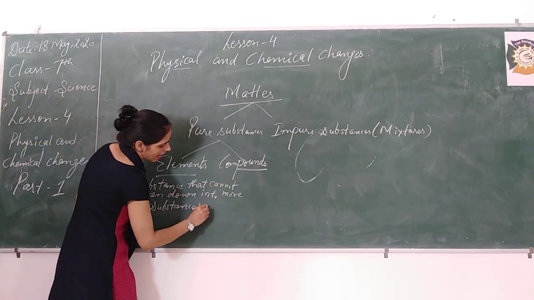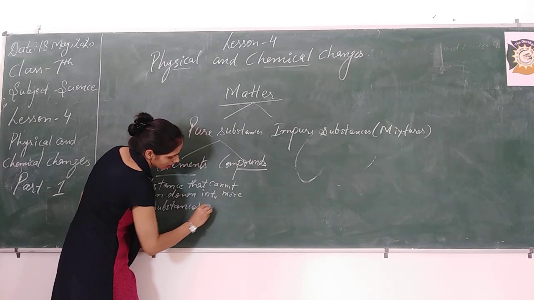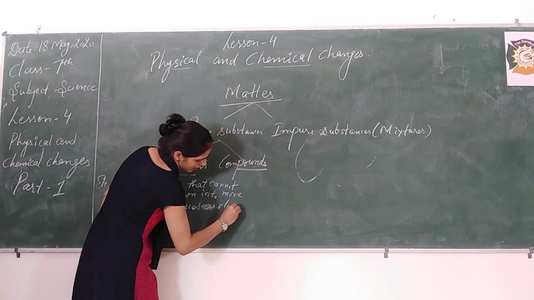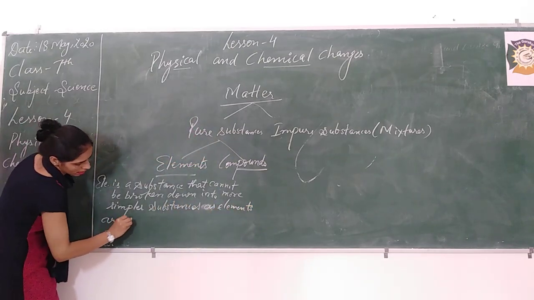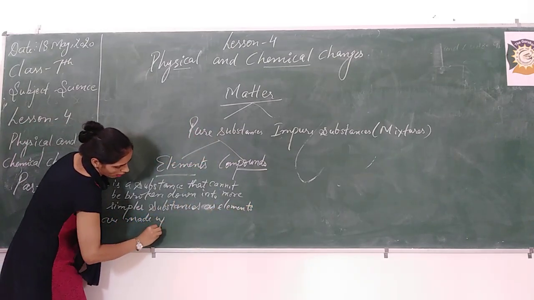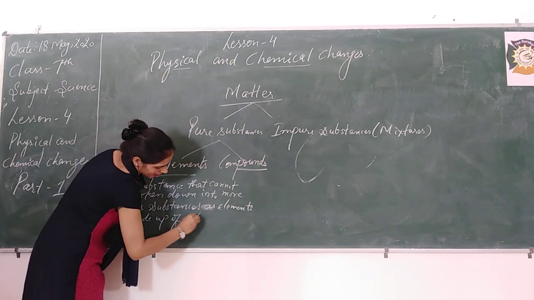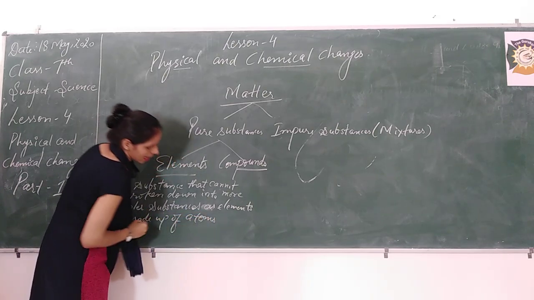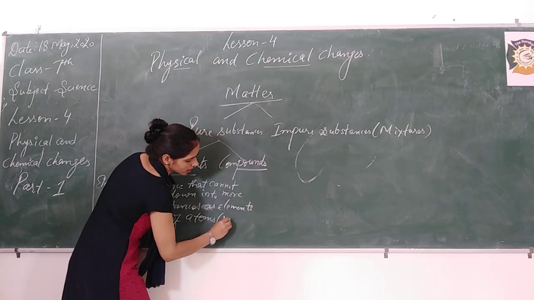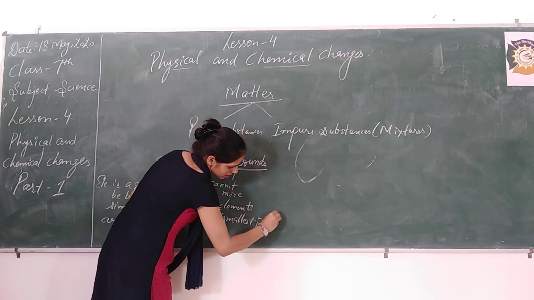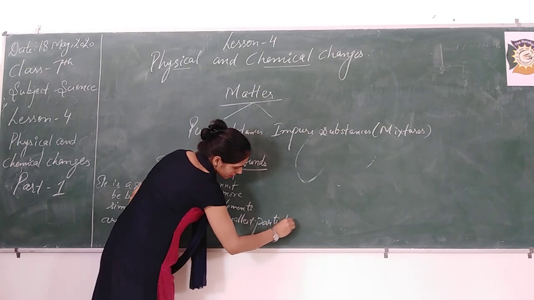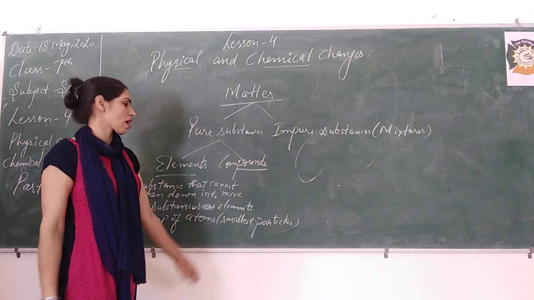So what we will say, element is a substance, or elements are made up of atoms, and to these atoms we say these are the smallest particles, right? So what are the examples of elements?